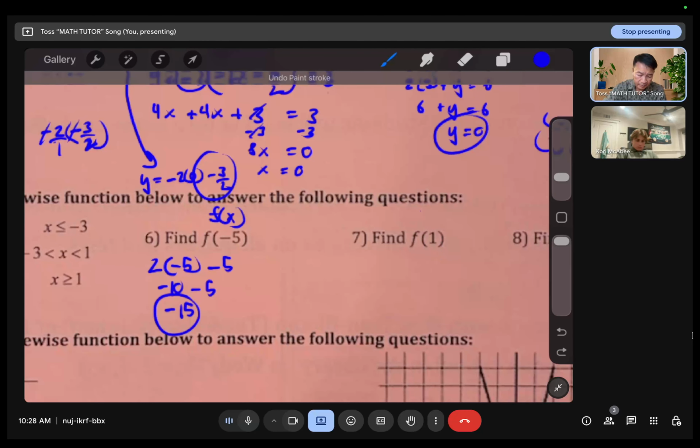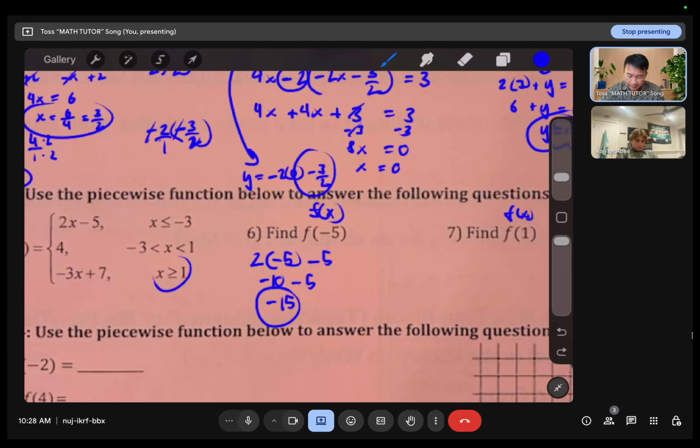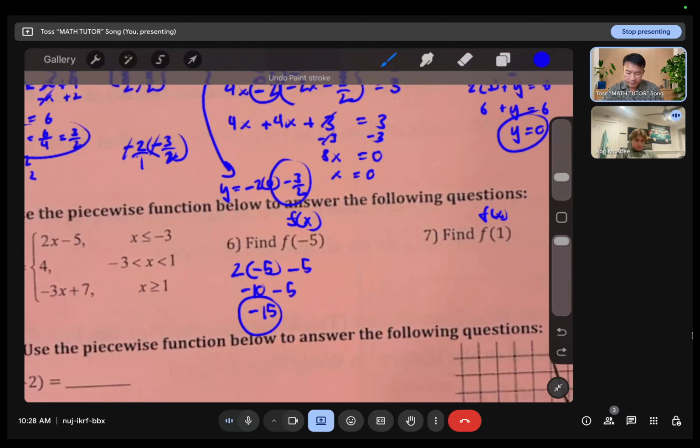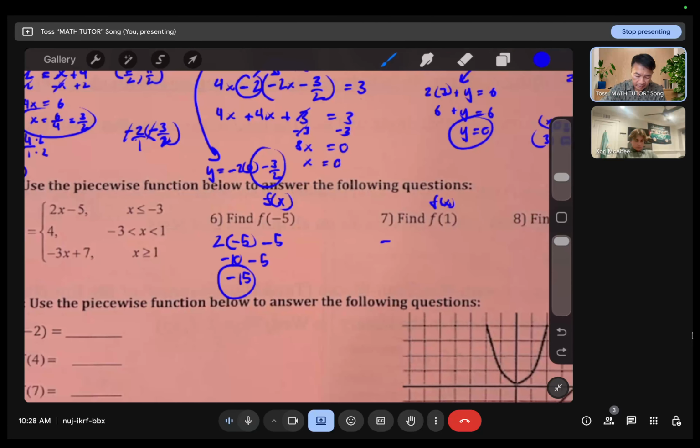x equals 1. So x equals 1. So right here, because the bar says you can do x equals 1, so we'll be using that one. So it's going to be negative 3 times 1 plus 7.